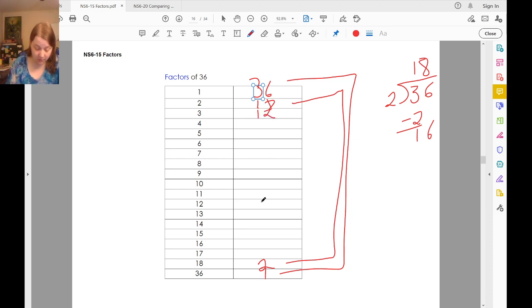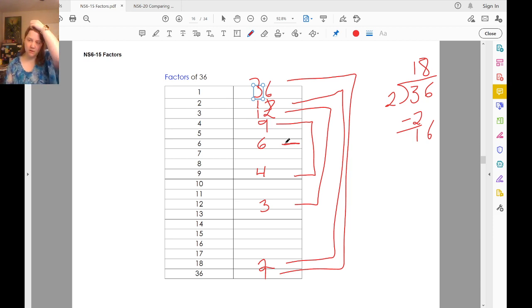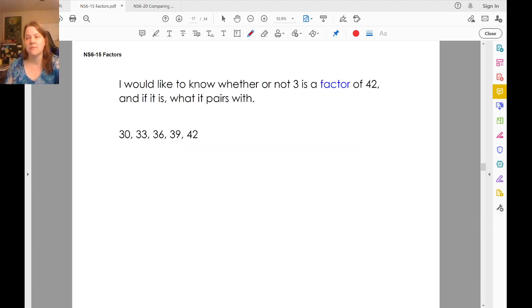We're going to go down to 12 and put a 3 in there. 4 times what equals 36? Well, that's 4 times 9, and that's 9 times 4. 5 into 36, no. 6 times 6 is 36, so that one just kind of hangs out right there. And we don't have to continue because we already have 4, 3, and there's nothing else we can do.